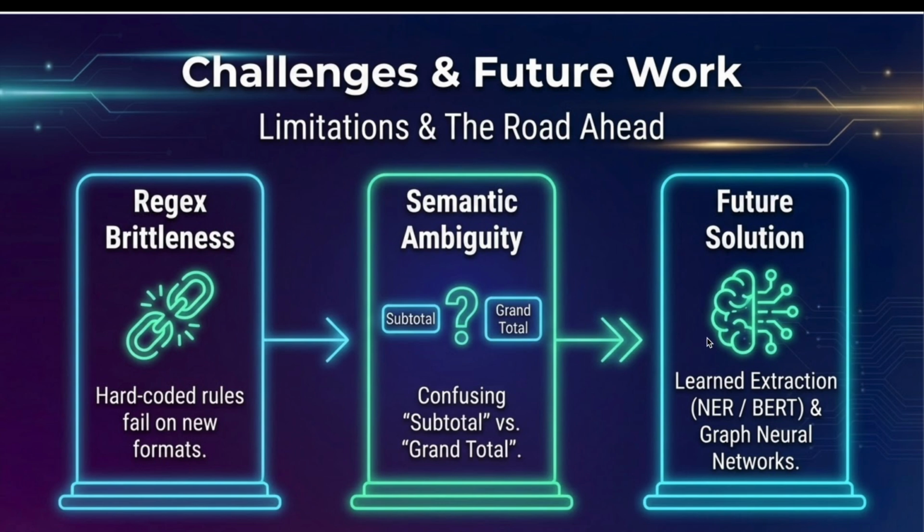The future solution addresses both challenges: replace regex with named entity recognition, specifically fine-tuning BERT on receipt text to learn flexible extraction patterns, and develop graph neural networks to model the two-dimensional spatial relationship between text fields. For example, graph neural networks could learn rules like tax usually appears directly above the total, or the bottommost labeled amount is typically the grand total. These learned approaches would provide the contextual reasoning our current system lacks.